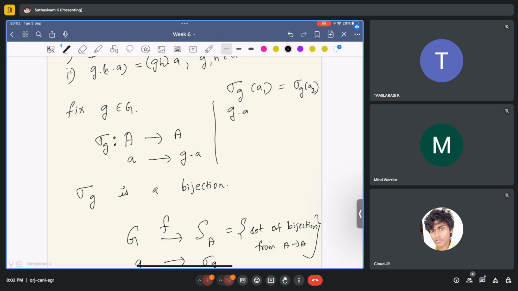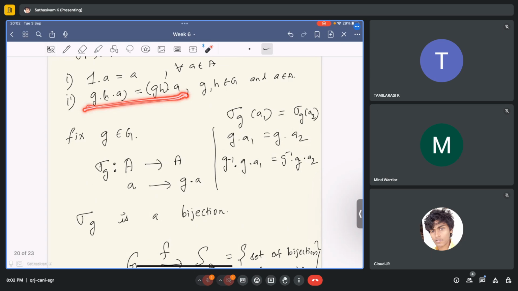So what is this? G dot A1 is equal to G dot A2. Now I want to say A1 is equal to A2. What do we do? That's the obvious way. Multiply by G inverse. G inverse dot G dot A1 is nothing but G inverse dot G dot A2. And you can group these two things together. So this is the property here. Use this property, group together. This will cancel out. Then we will have 1 dot A1 and 1 dot A2, that is A1 and A2. So this is A1 equal to A2. So this proves injectivity.